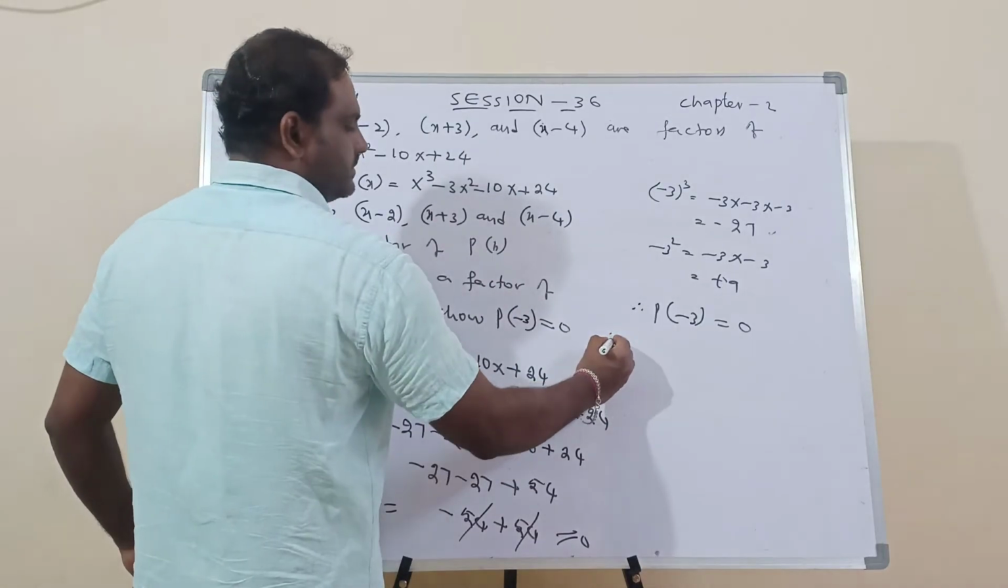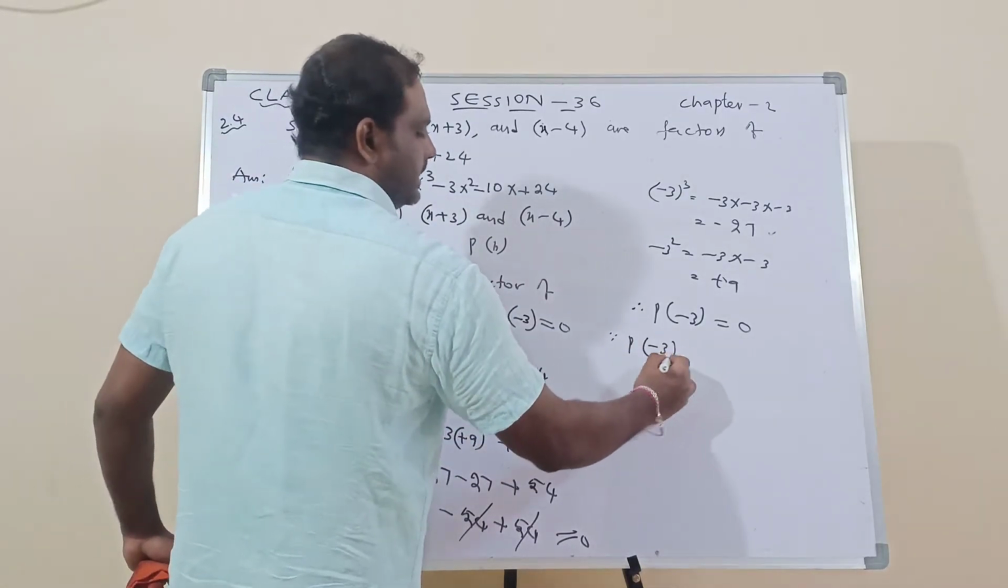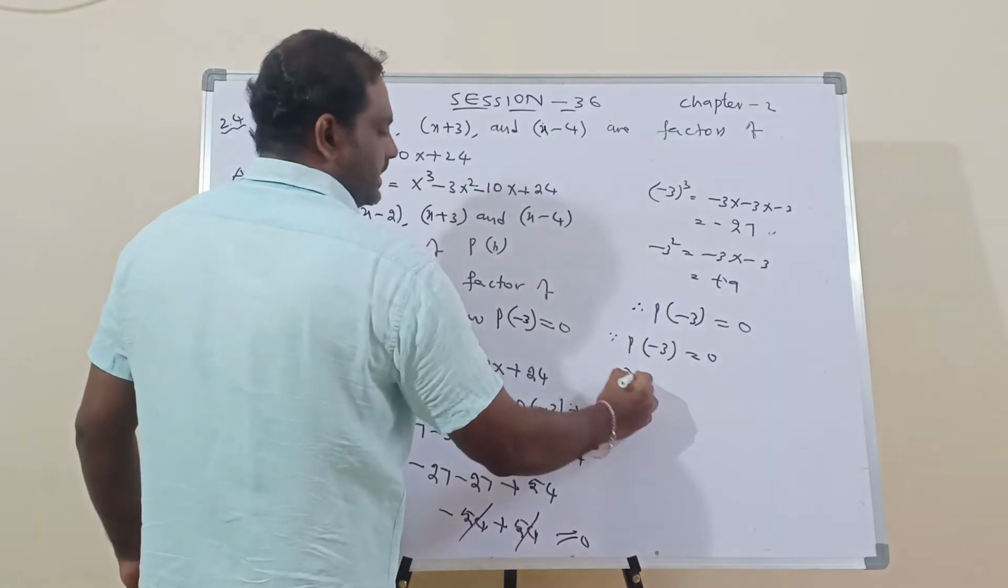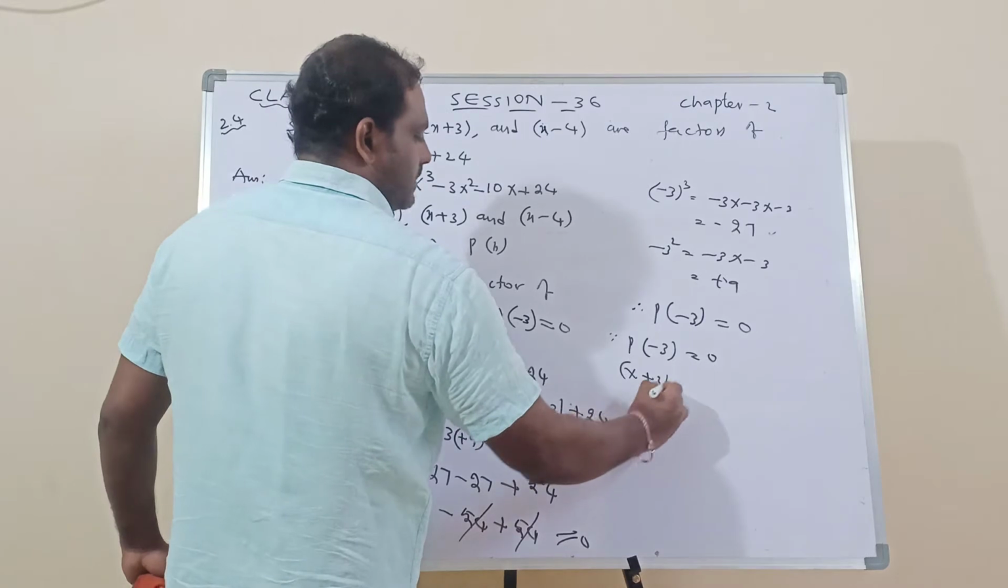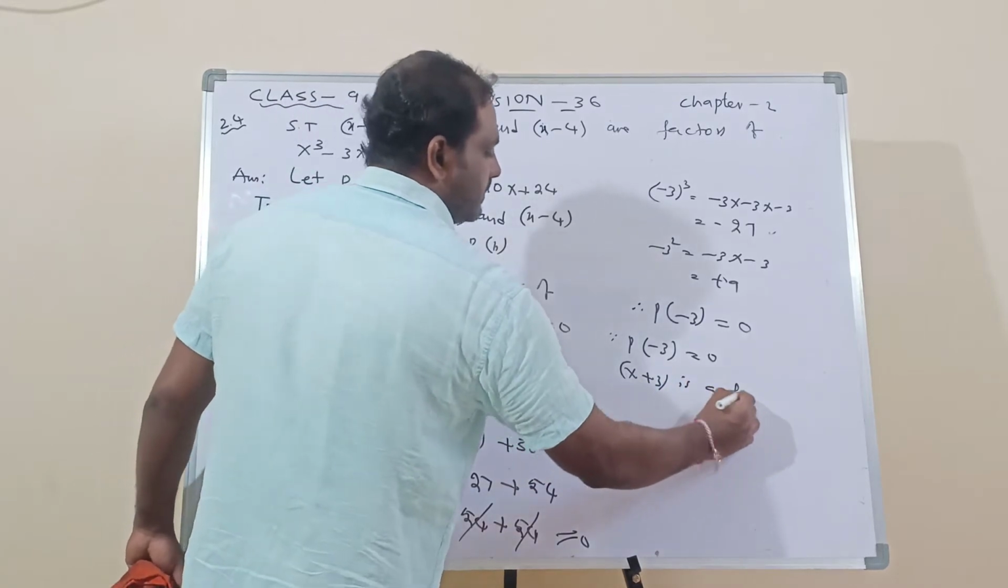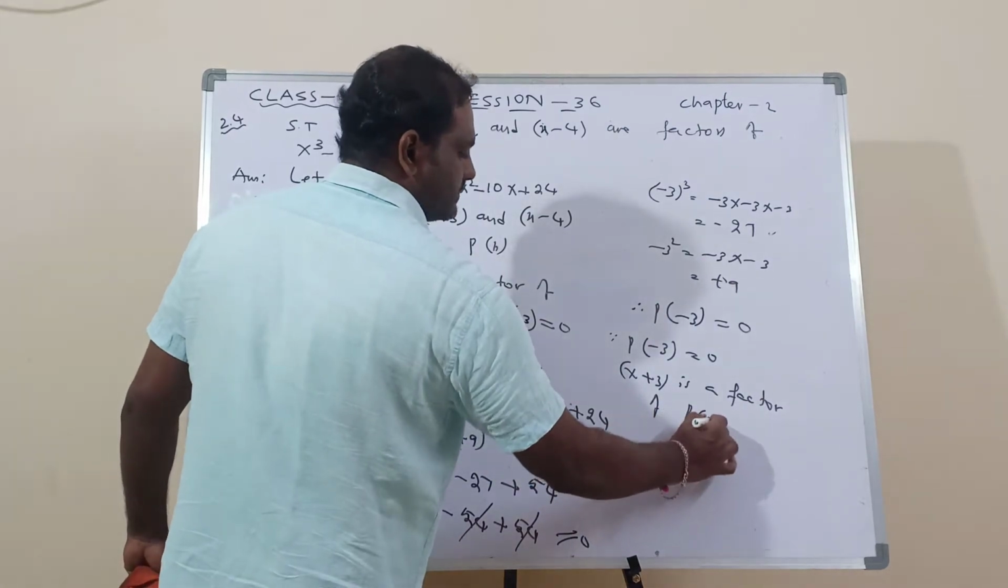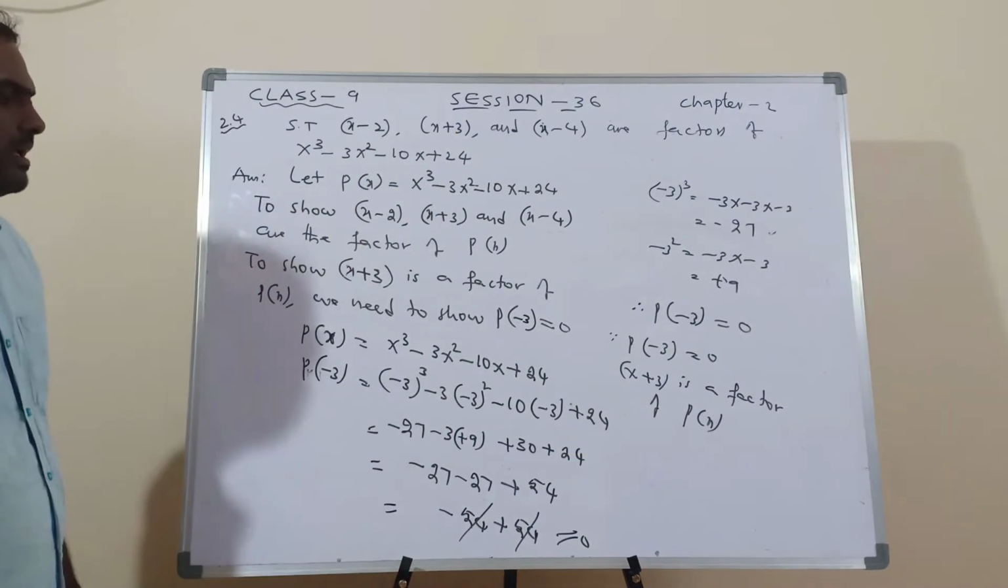So since p of minus 3 is equal to 0, x plus 3 is a factor of p of x. This is the way to write.